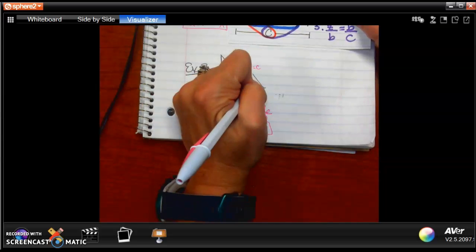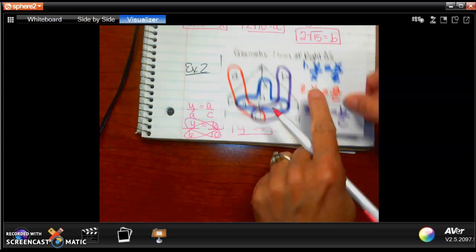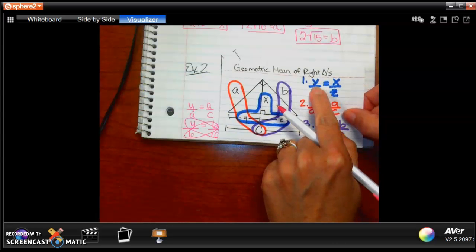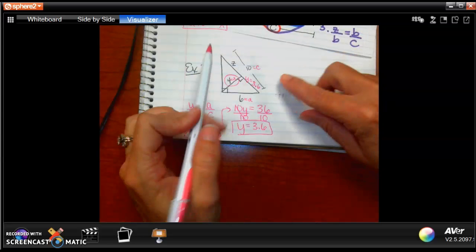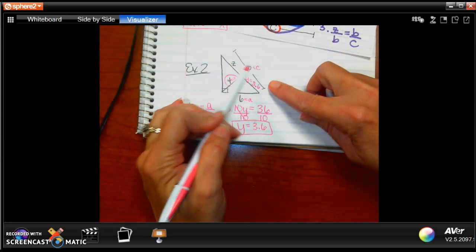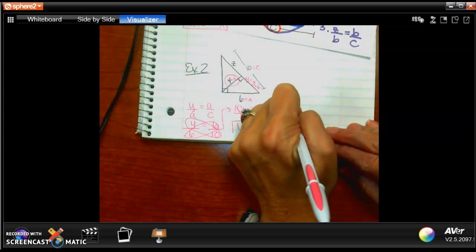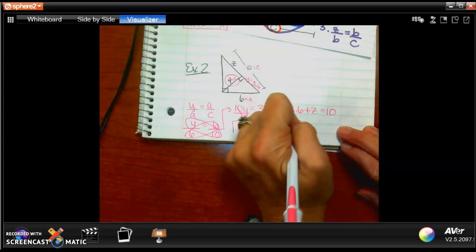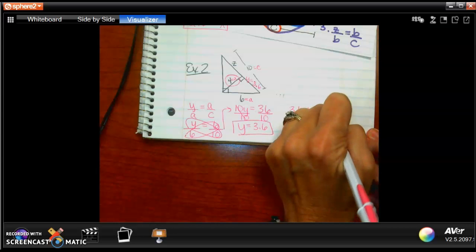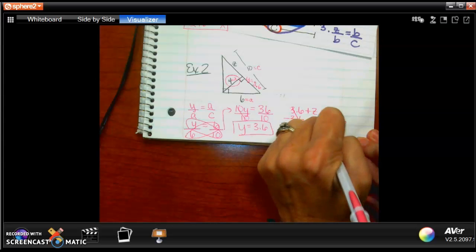Okay, so now I know y equals 3.6. And I could do one of two things. I can go back and substitute y in the first one and solve my proportion again. Or I can notice that I already have 2 of the 3 parts. So I know that 3.6 plus z equal the 10. And I can subtract 3.6 from both sides. And my z is equal to 6.4.